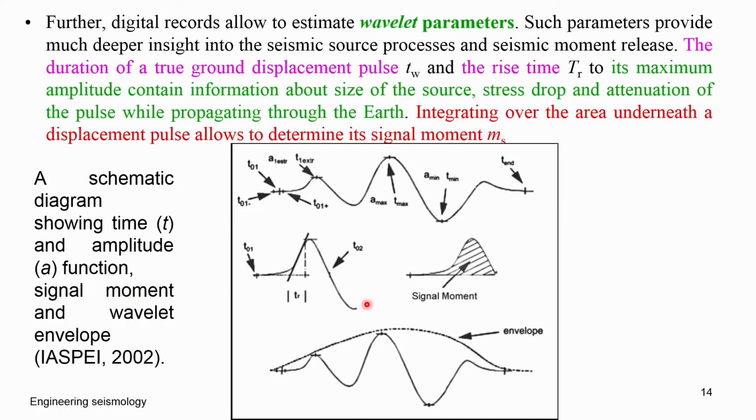This gives flexibility to map a source and estimate ground motion parameters, time domain parameters and frequency domain parameters, very accurately from the digital data. So that way the digital system has more advantage, and it has been adopted almost throughout the world, in most of the stations.